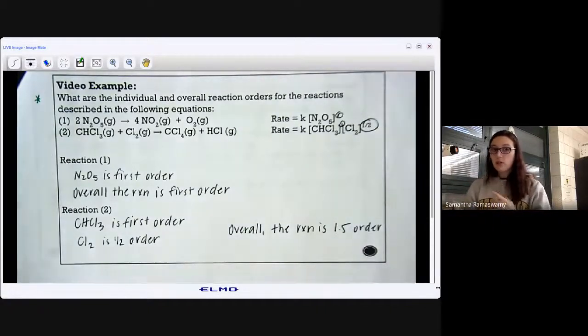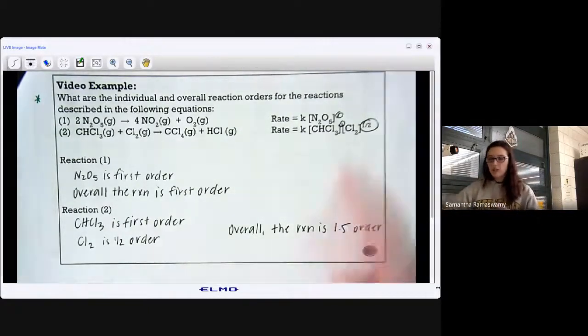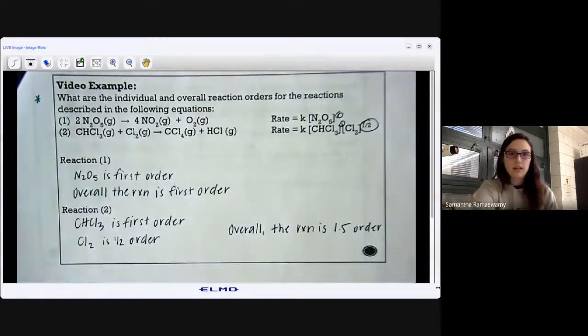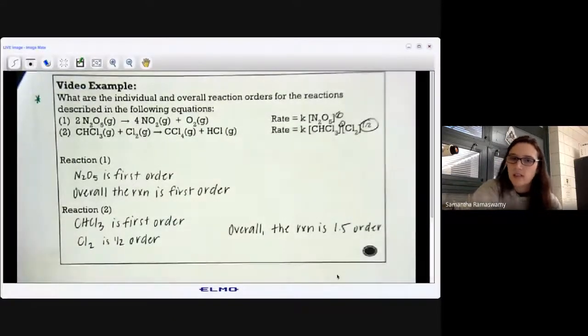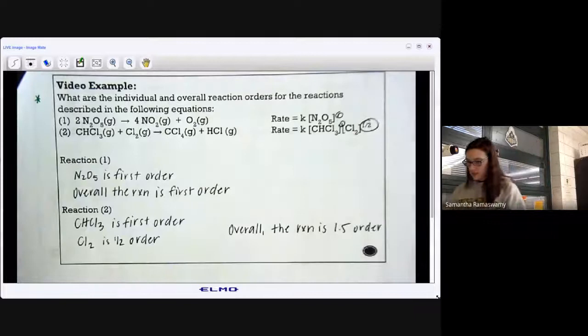But what we're going to do is look at how we actually can determine the rate law experimentally, because that's the only way that we can write a rate law, is to use data. Okay, any questions on this example? If not, we're going to flip to page 8 in the notes.